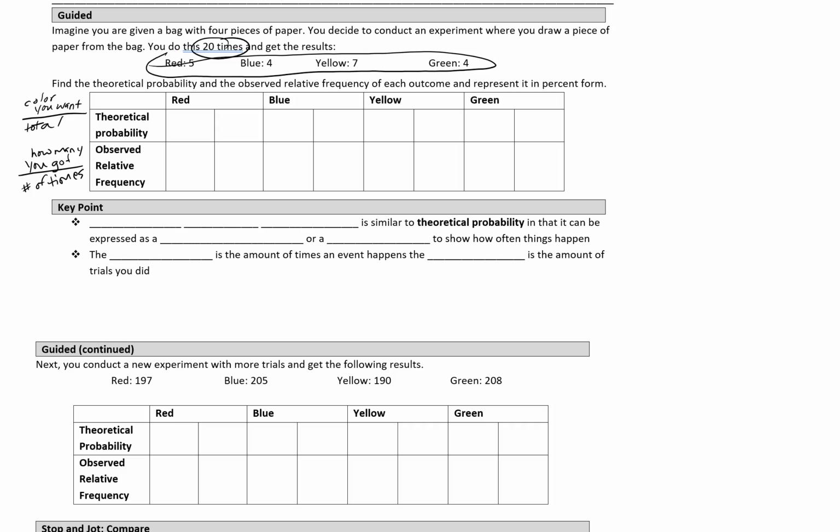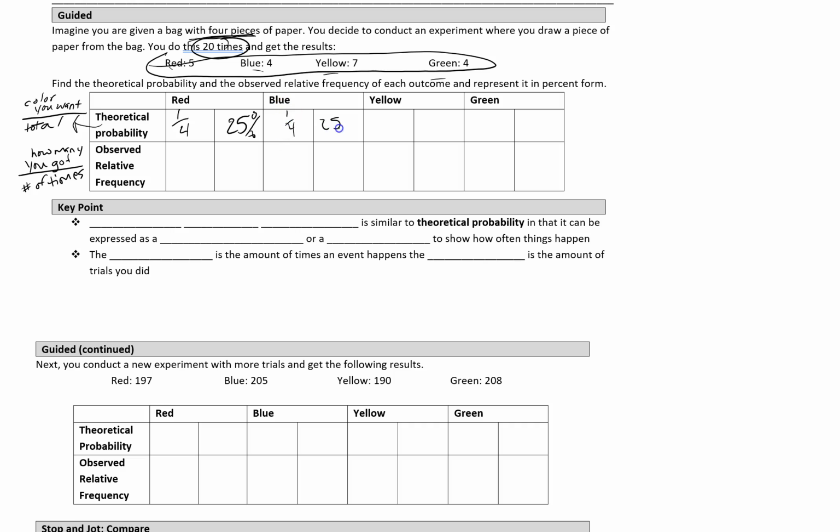So first, for our theoretical probability, remember this is their prediction. So how many are there of the color you want and how many are there total? So we know that our bag has 4 pieces of paper, and it looks like our results are red, blue, yellow, and green. So we can predict that the theoretical probability of red is 1 out of 4. Which is, think about quarters, 25%.